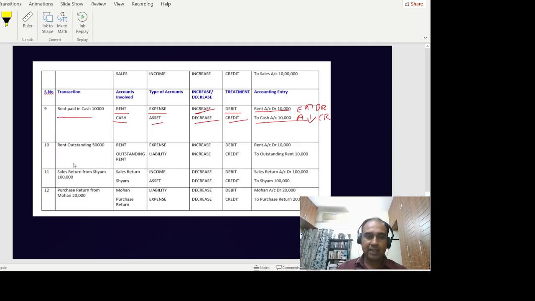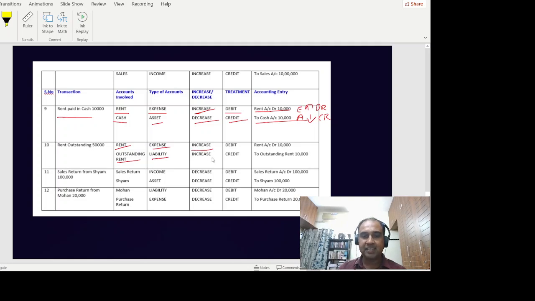Now, rent outstanding. Two accounts are involved: rent and outstanding rent. Okay. And rent is what? Expenses. I am not able to pay the rent for this month, but I have to record the liability, right? Because I have enjoyed the premises on rent, so I have to pay the liability. So my expenses will increase and my liability will also increase.